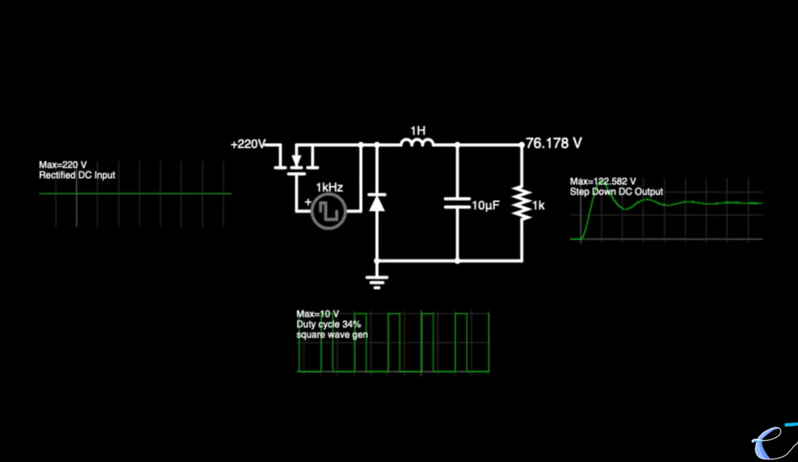This is a DC to DC buck converter. A buck converter converts a high voltage to a low voltage DC. The opposite of this, or the other side of this, would be the boost converter, which converts a low voltage DC to a high voltage DC. The main component of this circuit is this n-channel MOSFET. Let's again switch over to Falstad to see how this works.